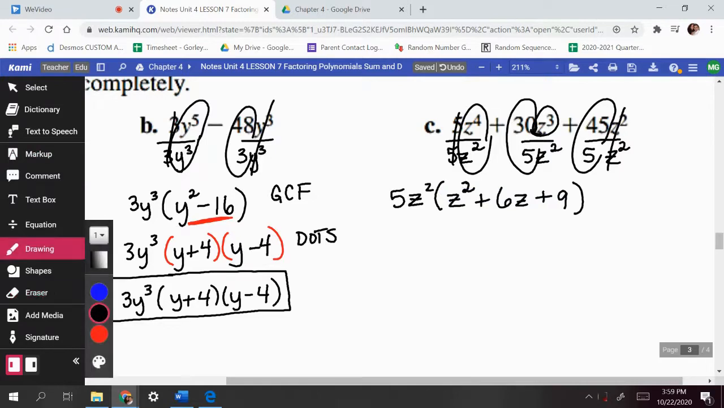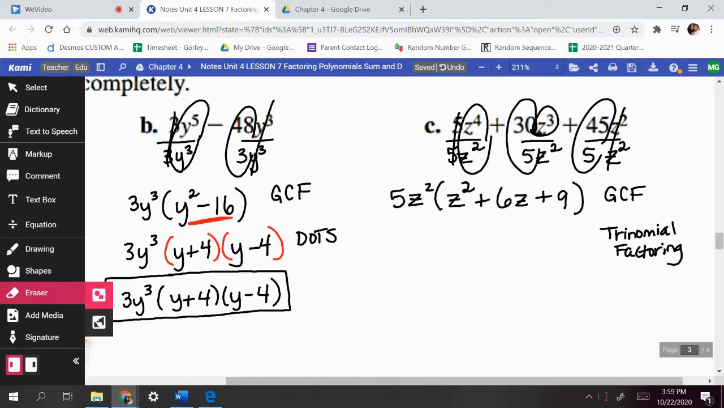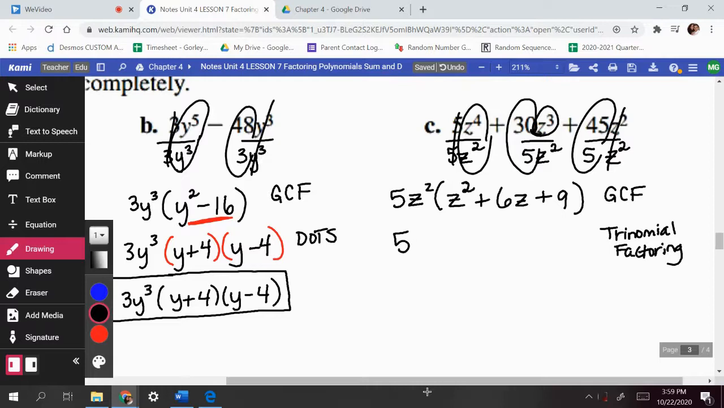I sure can. Once I get done with the GCF factoring, I'm going to do trinomial factoring. You can pick guess and check, split the middle, X method, whatever you like. Because it's a leading coefficient 1, it's going to be pretty easy to do guess and check. So we'll have 5z squared. I'll set up my parentheses in red.